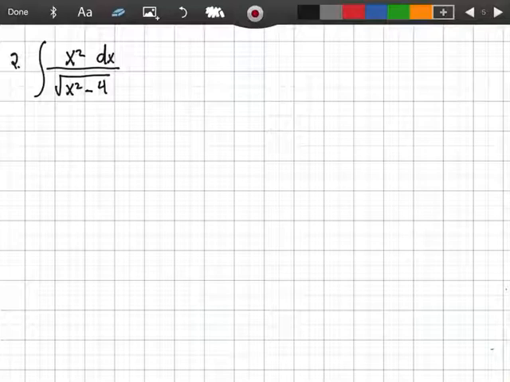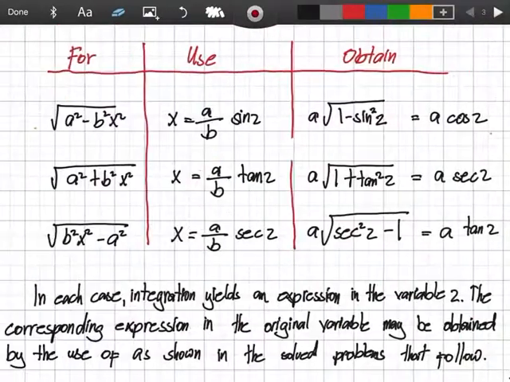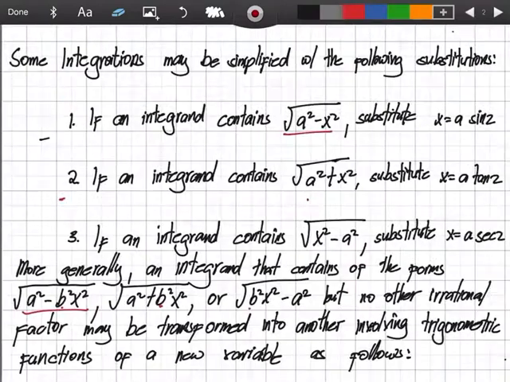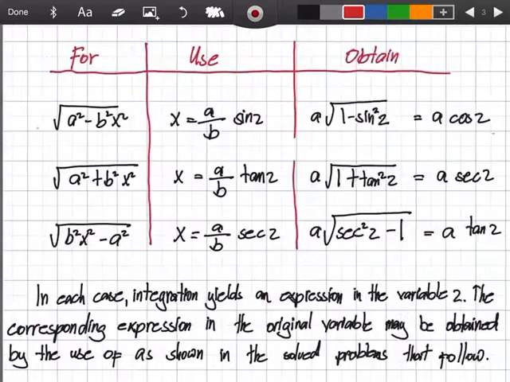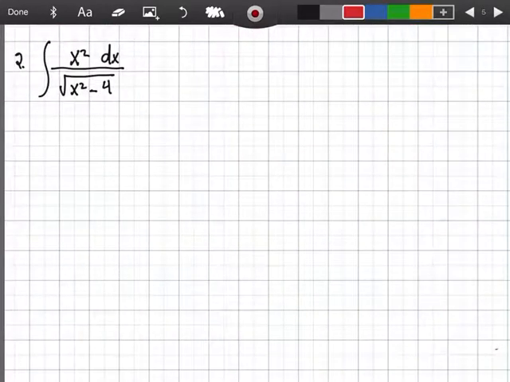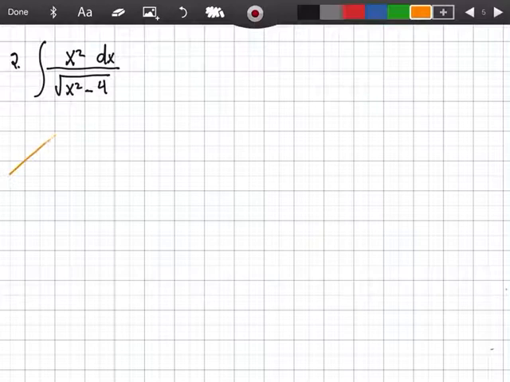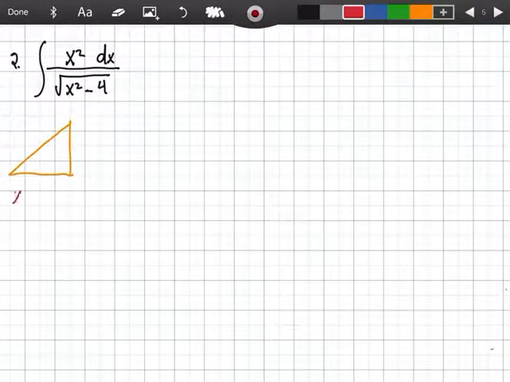So, the integral of x squared dx over the square root of x squared minus 4. So, asan yan sa trigonometric substitution? X squared minus 4. So, ito siya. Oh, x squared minus a squared. So, substitute natin, x is equal to a secant z. So, kapag daw ganito, x is equal to a secant z.